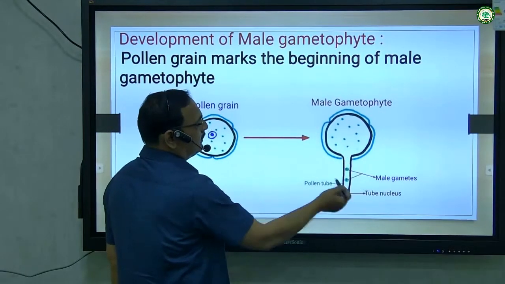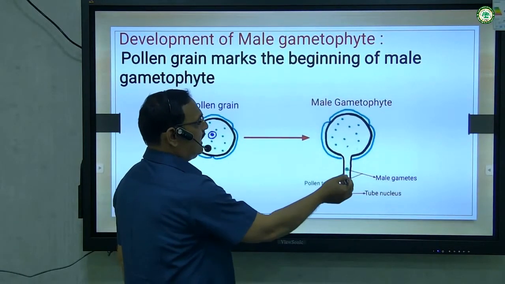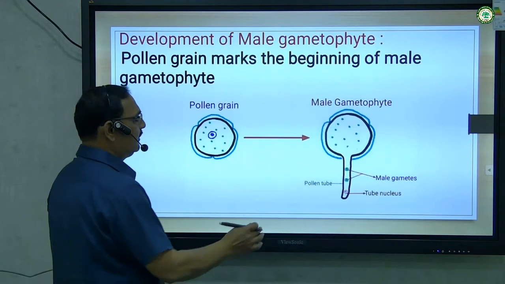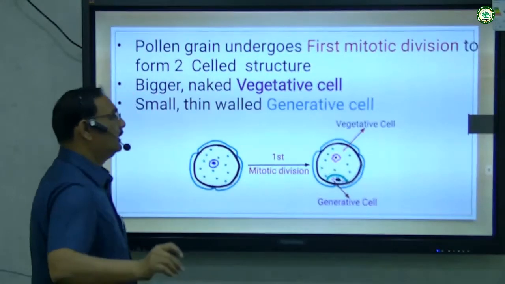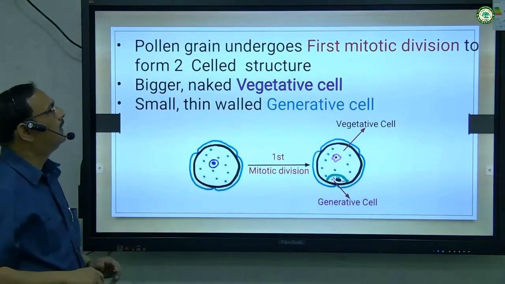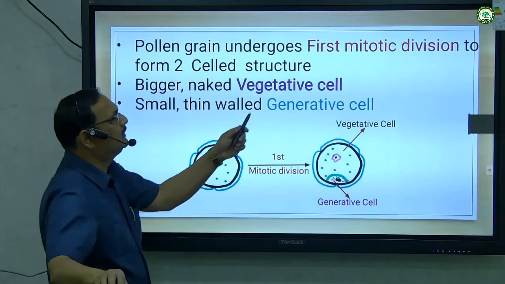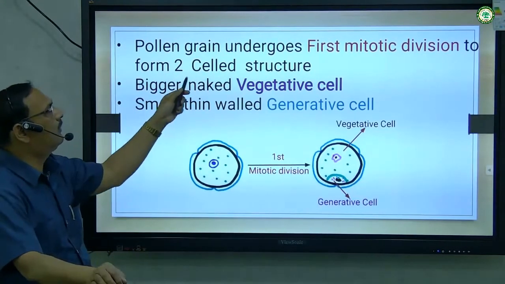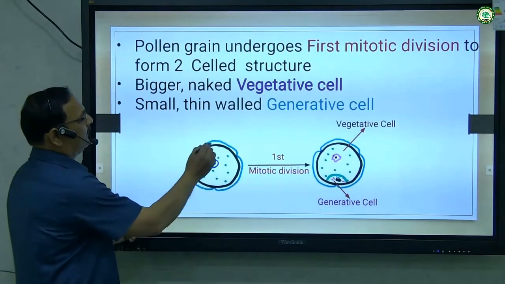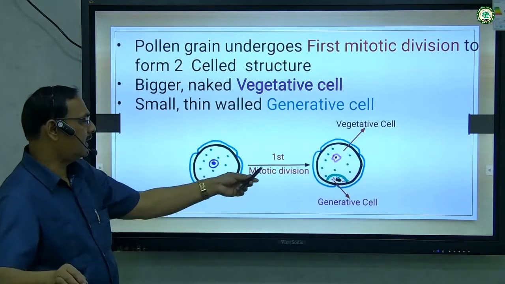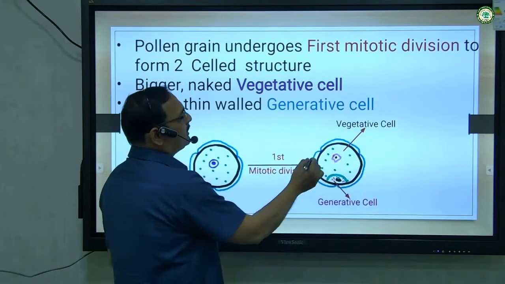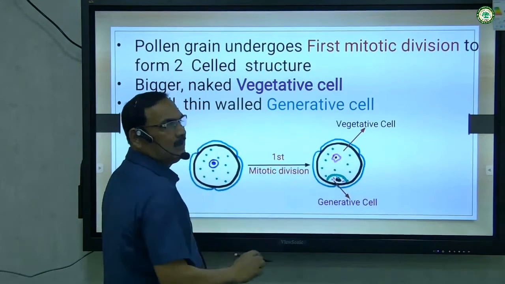This pollen tube contains two nuclei, the tube nucleus and the generative nucleus, and later the generative nucleus develops into the two non-motile male gametes. So here we will go step by step. Pollen grain undergoes first mitotic division to form a two cell structure. Here you can see in the figure, this is the pollen grain, and it has undergone the first mitotic division, resulting in formation of the two cell structure.